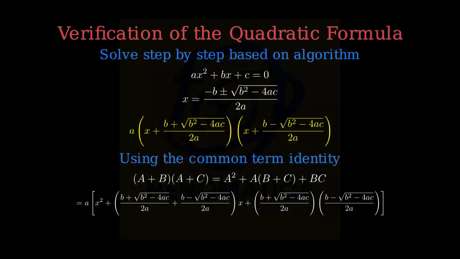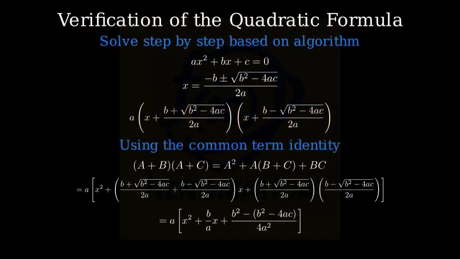Now let's simplify. First, we can simplify the coefficient of x. Adding the fractions inside the parentheses, we get b plus square root of b squared minus 4ac plus b minus square root of b squared minus 4ac, all over 2a.